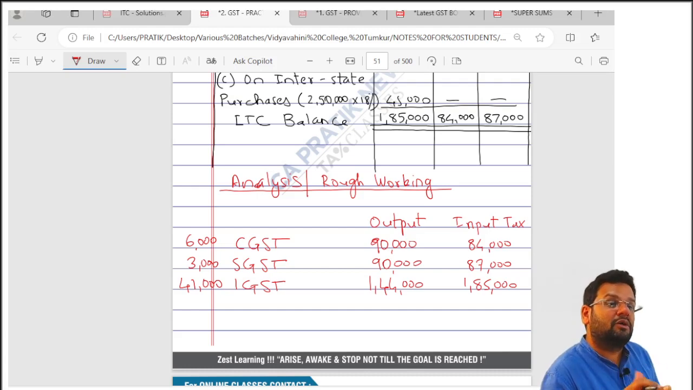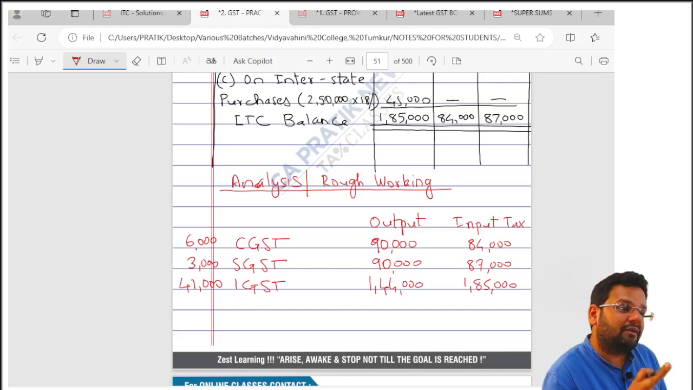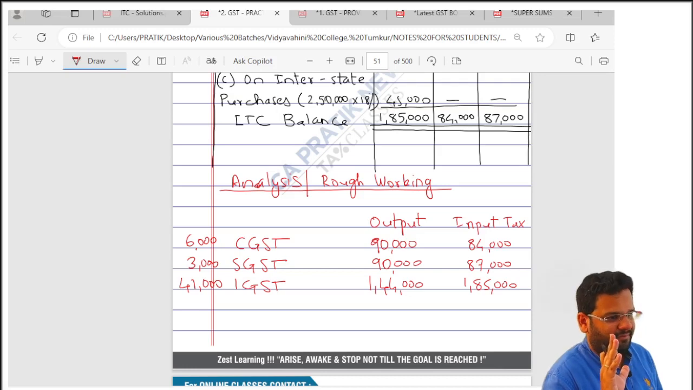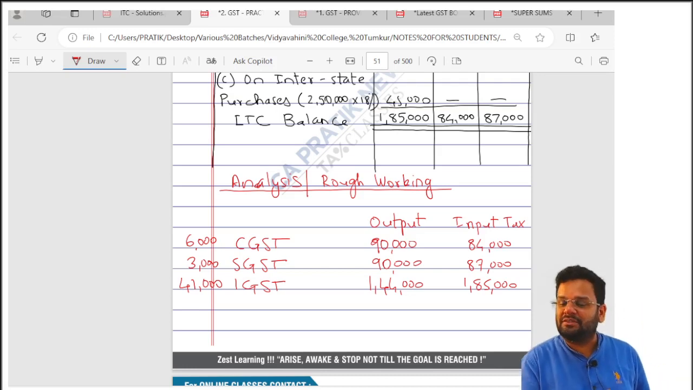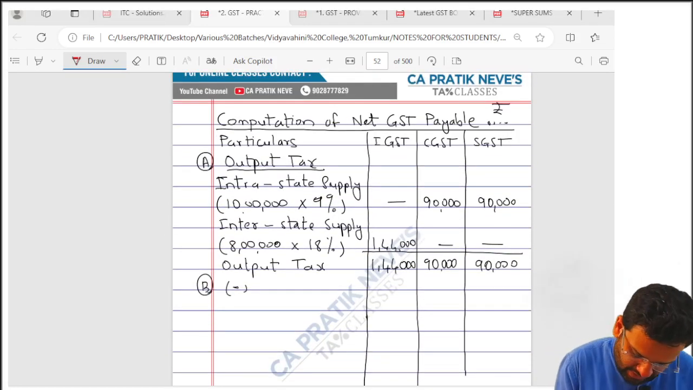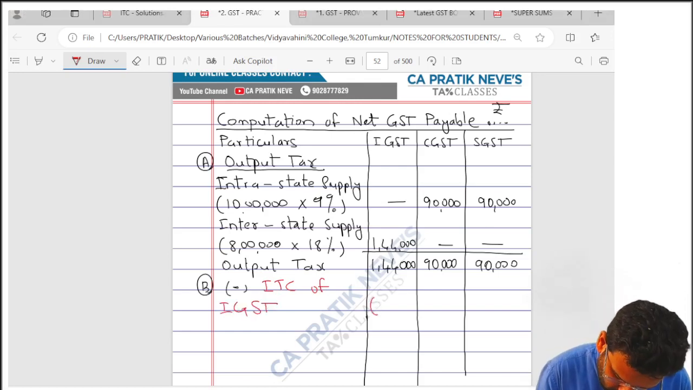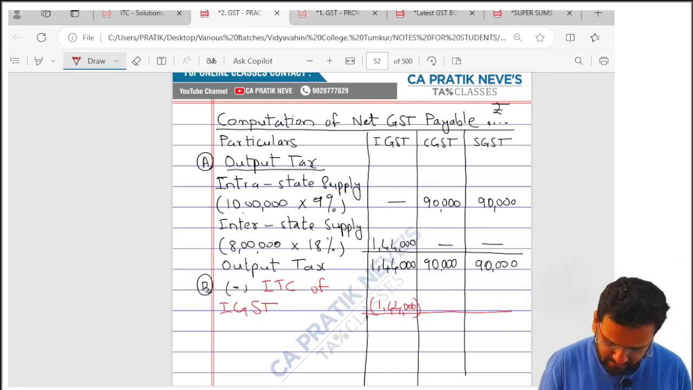So I can use it in any order and any proportion. Literally the way you like, you can use it. If I want, I can use it equally also. But remember, you all may use it differently also. Whatever answers you get will ultimately be correct only. There is no problem in this case because there is no deficiency. So how will you do it? Less ITC of IGST. What is the ITC of IGST? It's very comfortable. You can use it to pay output tax of IGST.